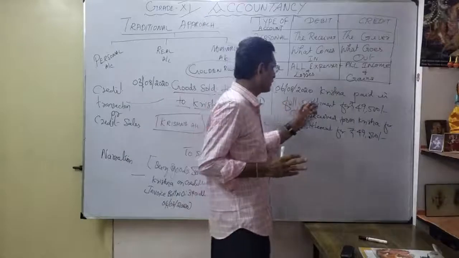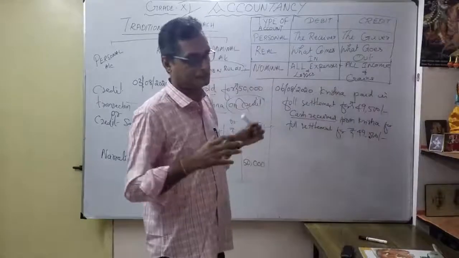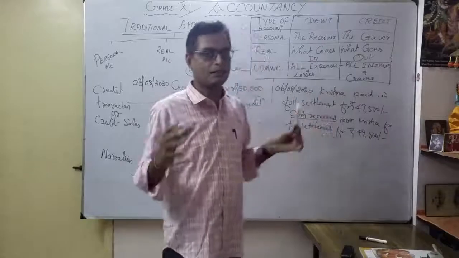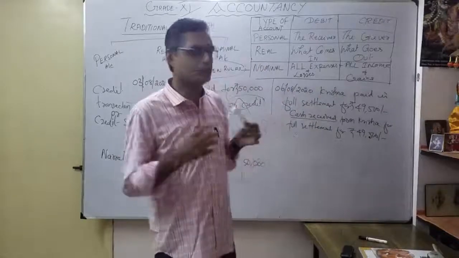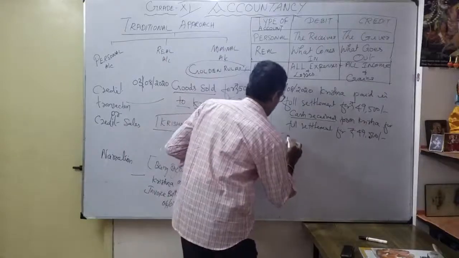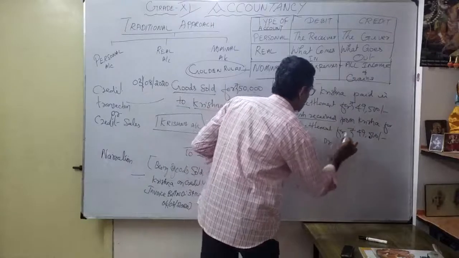First we got money, correct? Cash received. Cash comes under real account, so it is an asset. What's the real account rule? Debit what comes in. So I put cash account debit. How much?